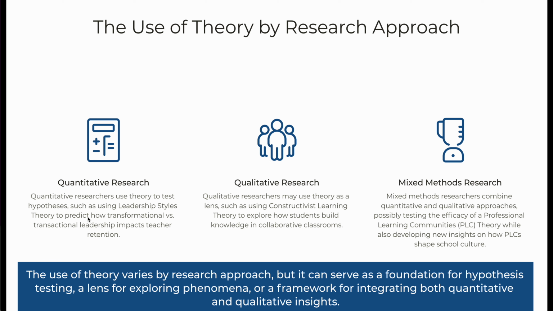If I'm in mixed methods, it's actually kind of interesting because, like I said, in mixed methods you tend to be like 60-40, 70-30. So you're blending them, but never equally. And in this case, I'm going to combine those. So I might be testing the efficacy of a PLC, and I'm looking at developing new insights, but all of that falls under professional learning community theory. So you have to look at your variables. You have to look at what the definitions of those variables are and then what theory defines them.